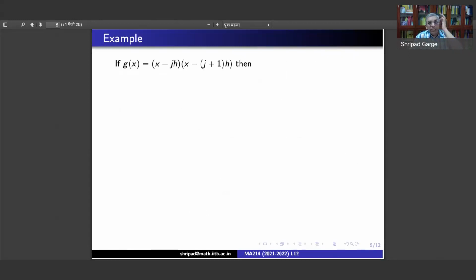Okay, so our polynomial is g(x), which is (x minus jh)(x minus (j+1)h), and we want to compute the maximum value of its modulus. So you want to compute the maximum and the minimum value of the polynomial. It looks like (x minus a)(x minus b). This polynomial has the property that at a and at b, the values are 0. And between a and b, suppose you take an x, then x is bigger than a because you have gone beyond a, so x minus a is positive, but x is still less than b, so x minus b is negative. Therefore the value between a and b will always be negative.